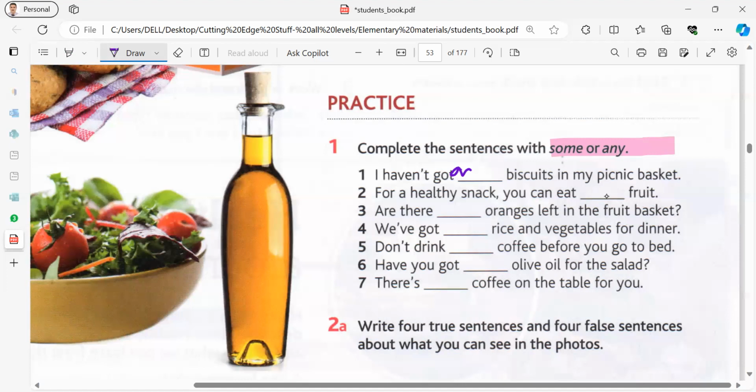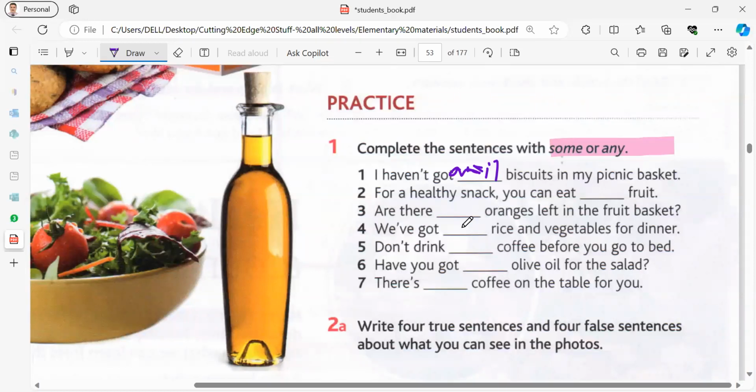Next, some fruit. Any. Yes, next, two: some fruit, a healthy snack. Can I have some? You can. You can eat some fruit. Three: are there any oranges left in the fruit basket?